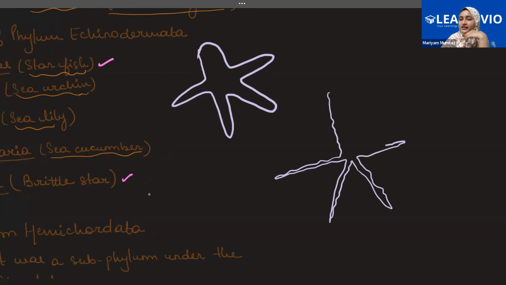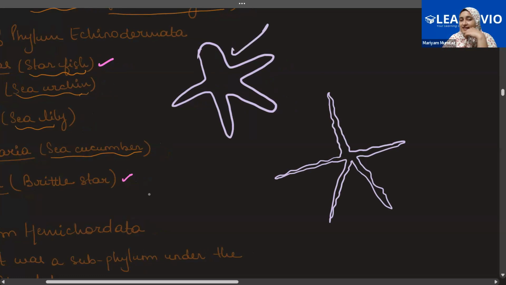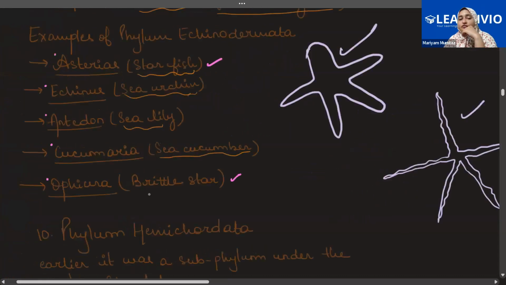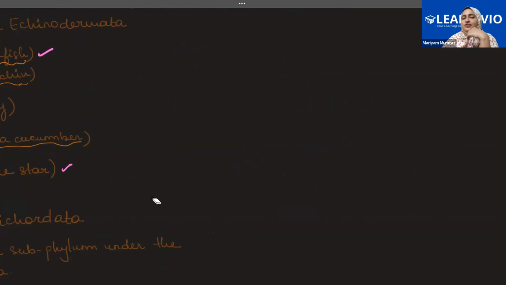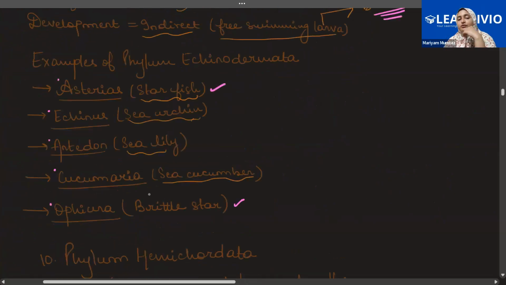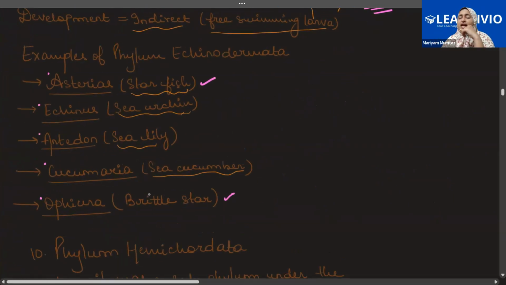Both of them are different kinds of starfishes, but the difference is that this one is Asterias, a proper starfish, and the second one is brittle star, that is Ophiura. Many times the question can come as which one is which organism. As far as you're studying the animal kingdom, you have to remember all the examples. Every single example is important.